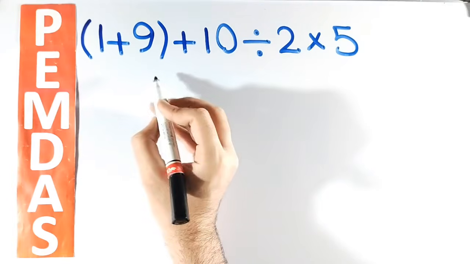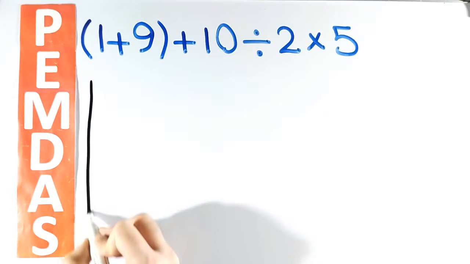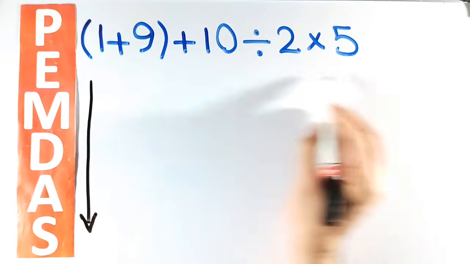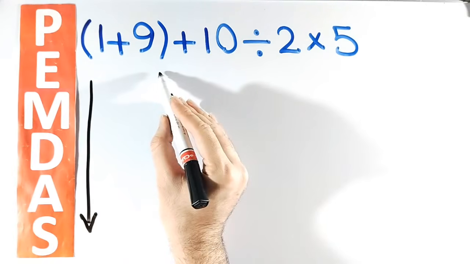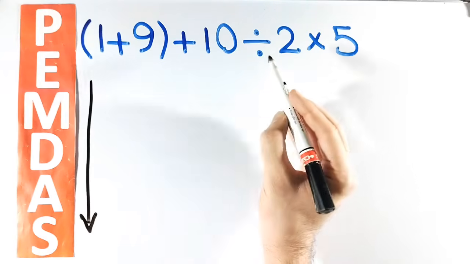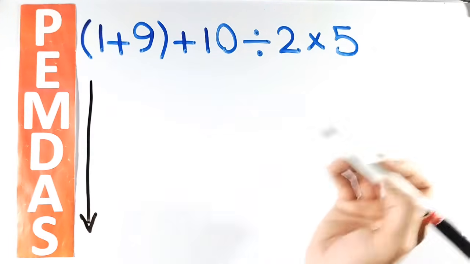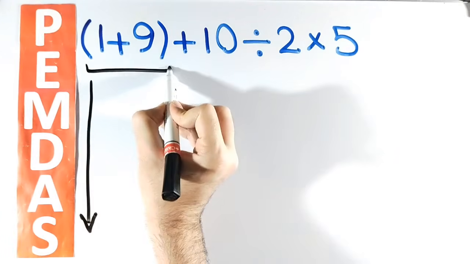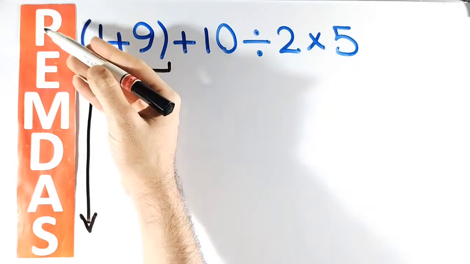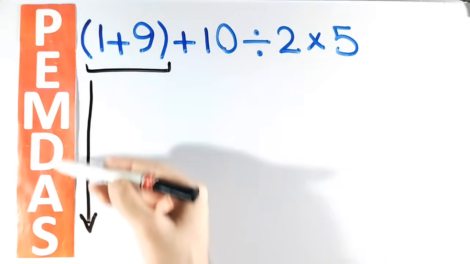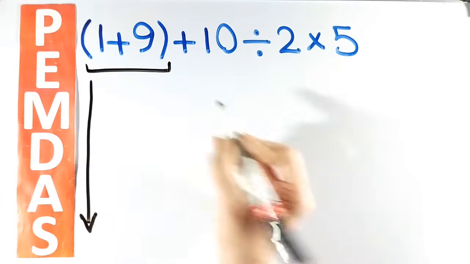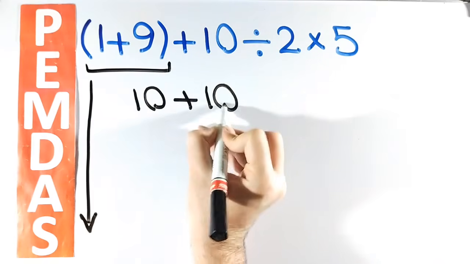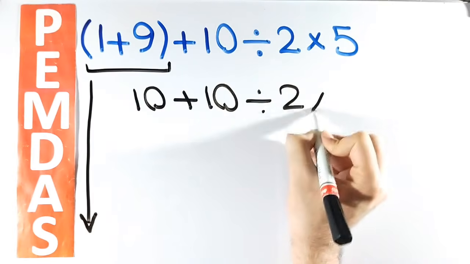To solve this question, we must follow the order of operations step by step from top to bottom. As you can see on the screen, in this expression, first we have parentheses, then an addition sign, followed by a division, and finally a multiplication. According to the PEMDAS rule, first we go for the expression inside the parentheses, because parentheses have the highest priority than the other operation.